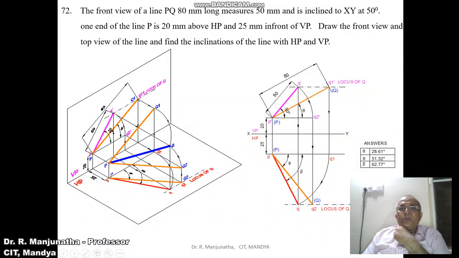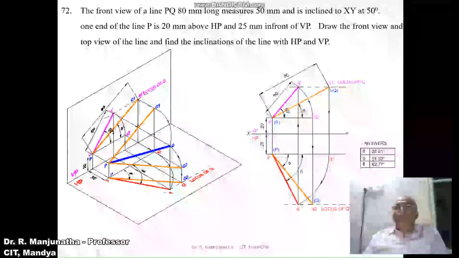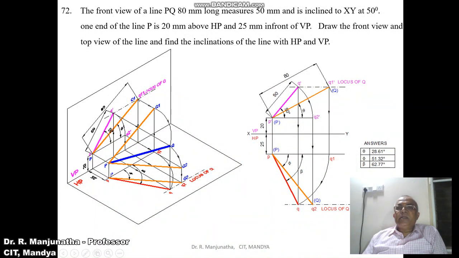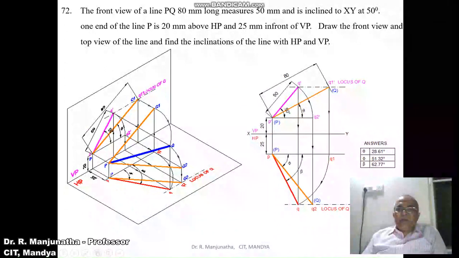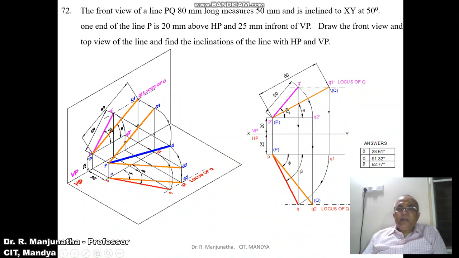Now, as we know the front view, the top view point of this should lie on this end projector. From Q dash, you draw a vertical projector to the top view. Then, as we know, the true length in the front view is P dash Q1 dash. From Q1 dash, you draw a vertical projector such that it touches the locus of P in the top view. That means both P and Q1 would be in front of VP by 25 mm. But Q1 should not be in front of VP by 25 mm; instead, Q1 should lie on this end projector, which is drawn from Q dash.